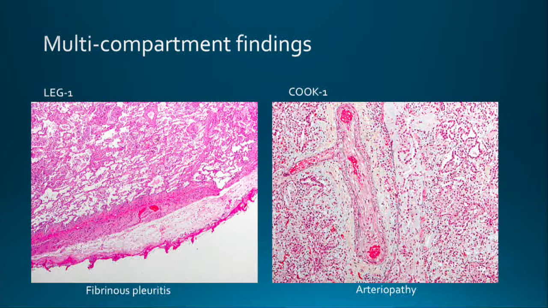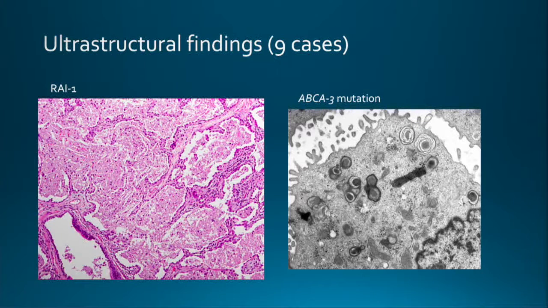Next slide. And then I just want to remind you again, this is not just one entity. This is a multi-compartment process in every single case, which leads us to believe this is sJIA and not some other disorder like a genetic disorder or surfactant dysfunction disorder, for instance. And almost all these patients had some degree of pleural thickening or inflammation, and then many had vascular changes as well.